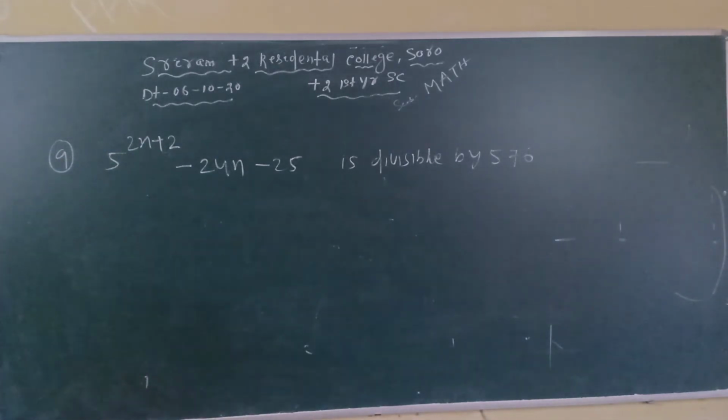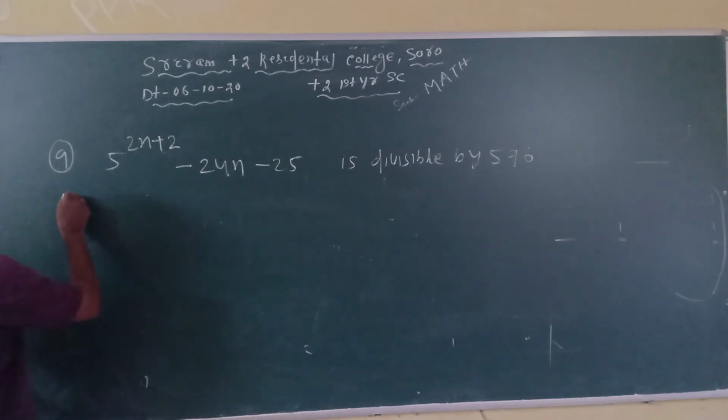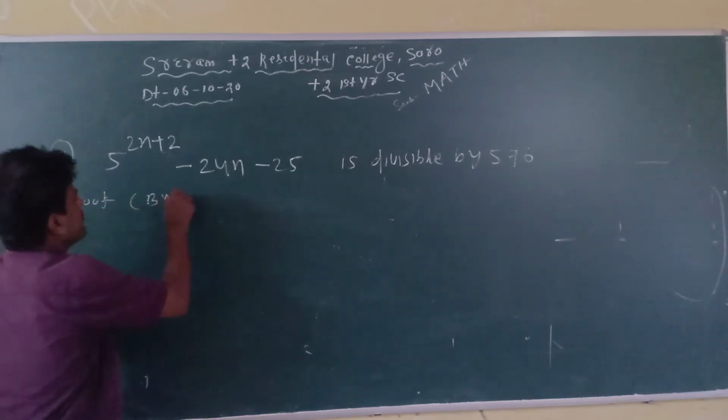What are you understanding? n means the set of natural numbers. Yes, for all n means the set of natural numbers. You look: 5 to the power 2n plus 2 minus 24n minus 25 is divisible by 576. Write the solution: proof by induction method.